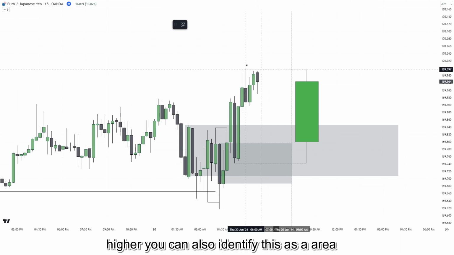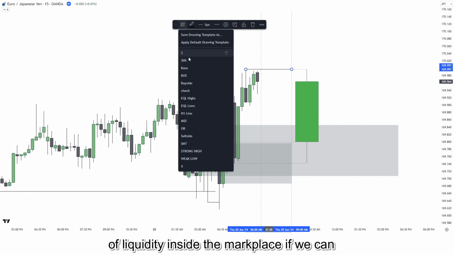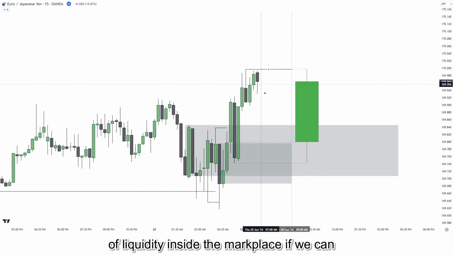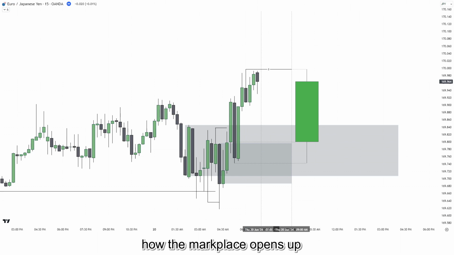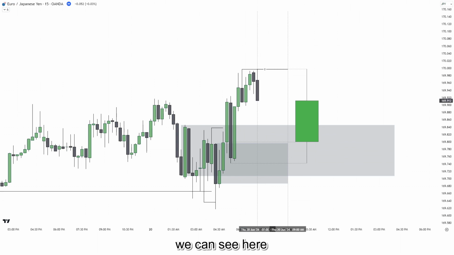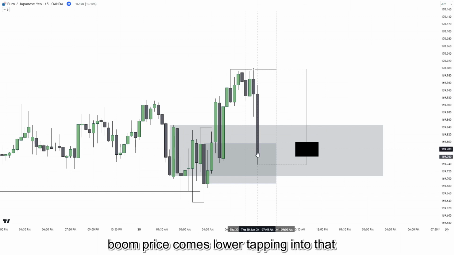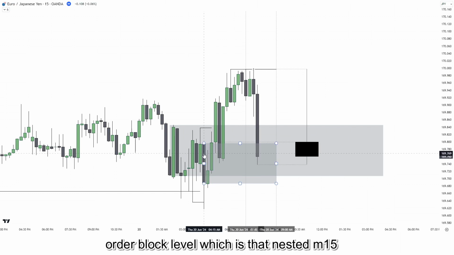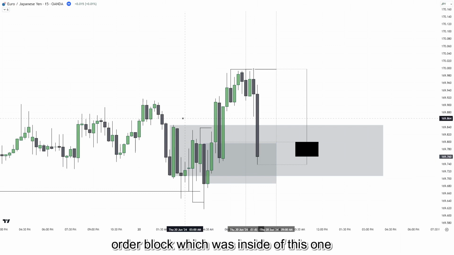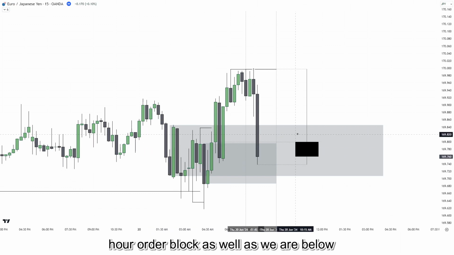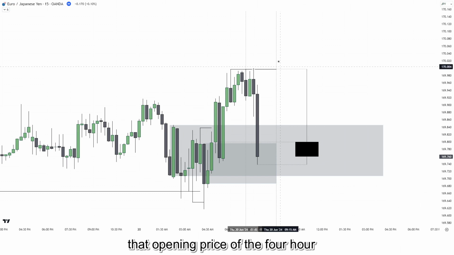We can also identify this as an area of liquidity inside the marketplace. If we can get that retracement leg, let's see how the marketplace opens up. We can see here, boom, price comes lower, tapping into that order block level, which is that nested M15 order block, which was inside of this 1 hour order block, as well as we are below that opening price of the 4-hour candlestick.